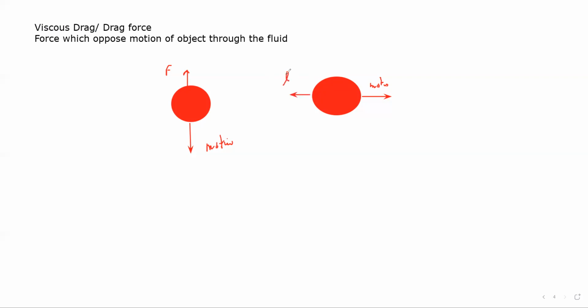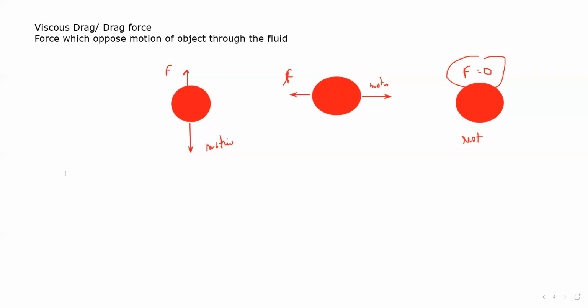the left-hand side. But if the object is stationary, not moving, what is the viscous drag, or drag force, here? The force which is opposing the motion. So in this case, the viscous drag is zero because the object is not moving. Viscous drag only opposes the motion. Moving down, the viscous drag will be up. Moving up, the viscous drag will be down.